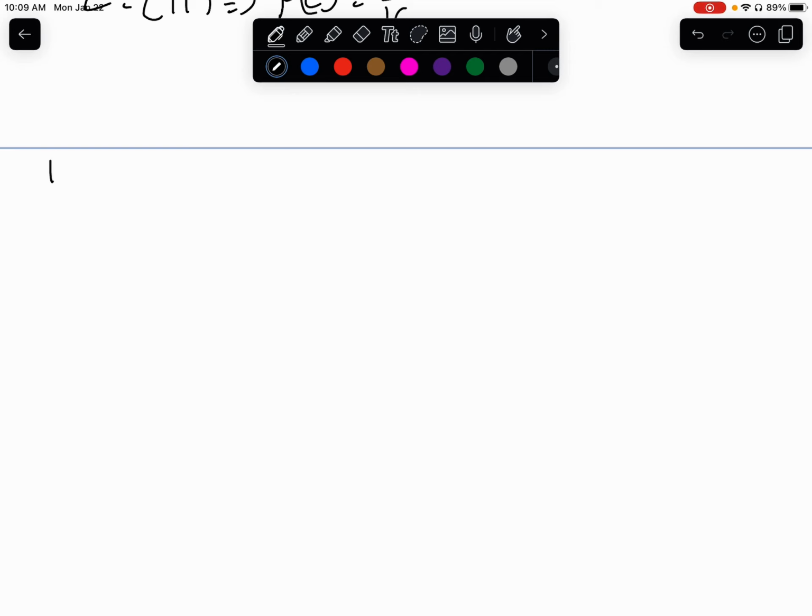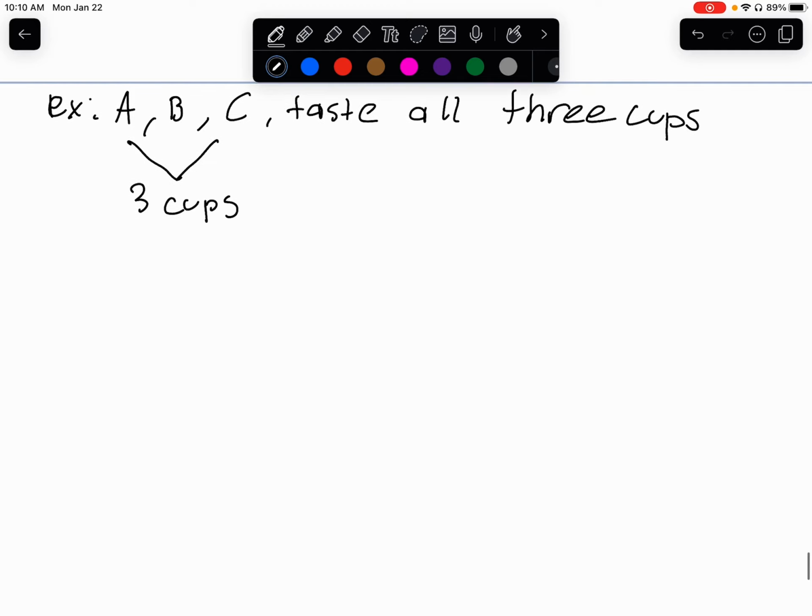So last example. A drink was put into 3 cups labeled A, B, C. Someone is asked to taste all 3 cups in order for their preference. So these are 3 cups. As we do this, we have to first write the sample space.